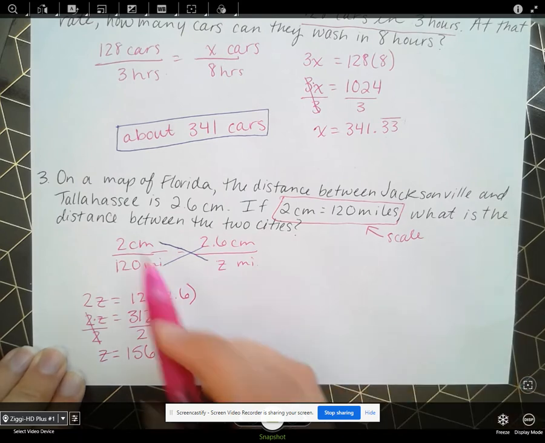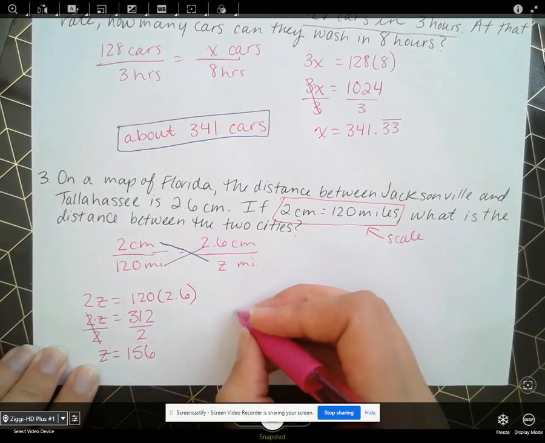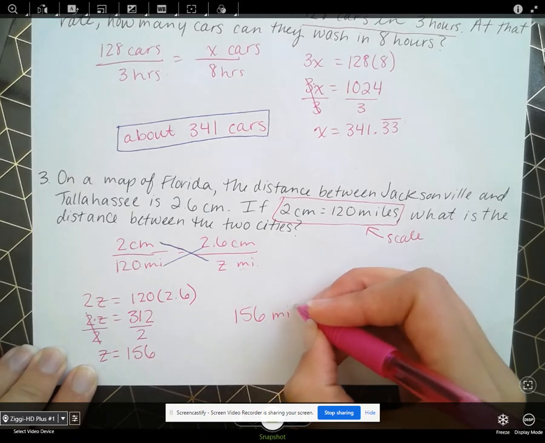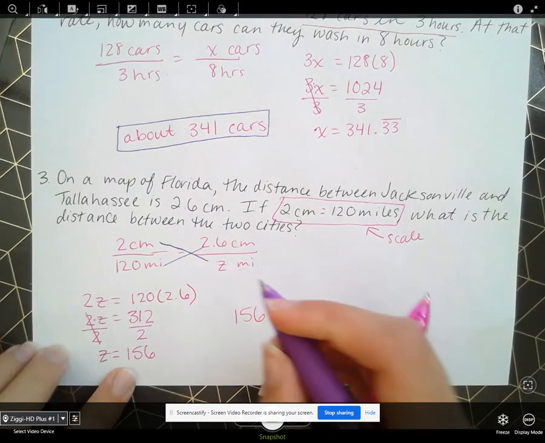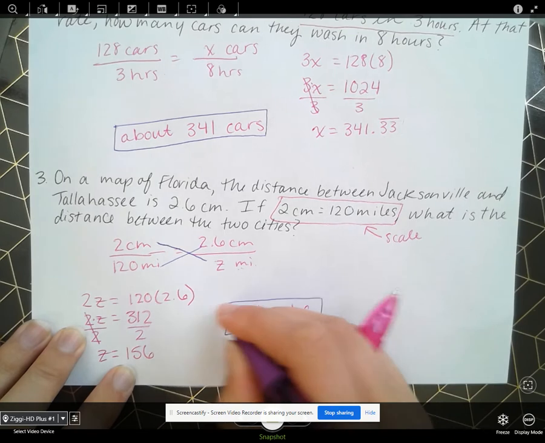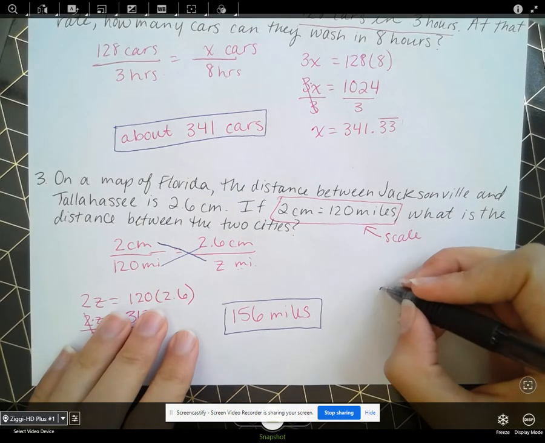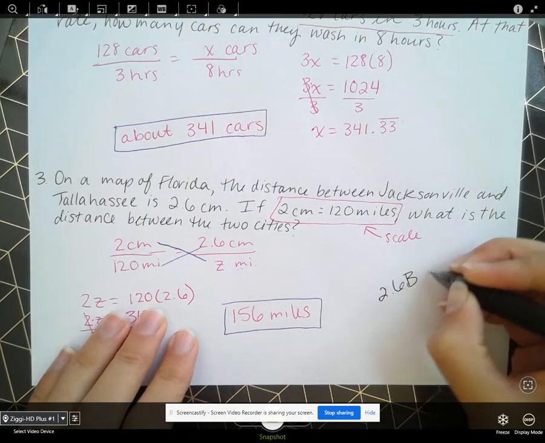So, what is the distance between the two cities? 156. Our units is miles. So 156 miles. All right, not too terribly bad. You just need to be able to pick out those rates and create a proportion and figure out what your unknown is.